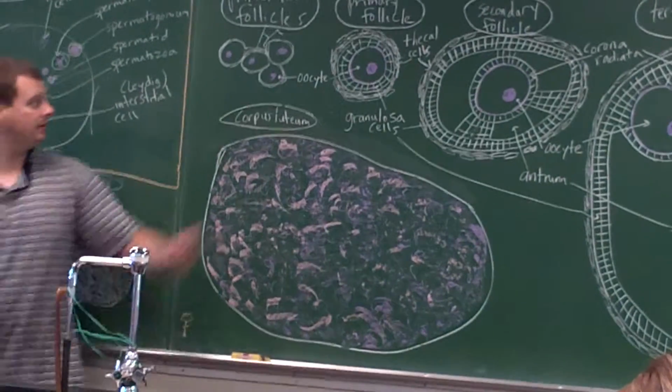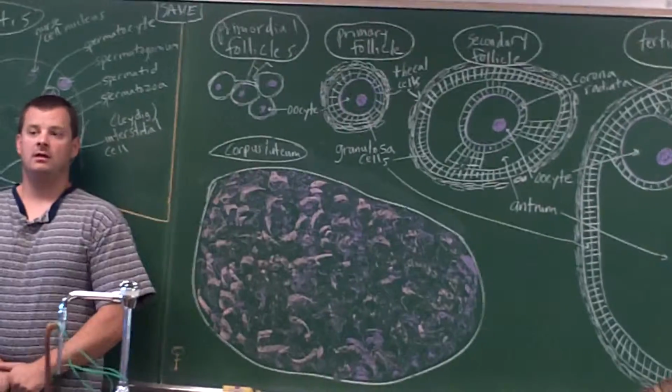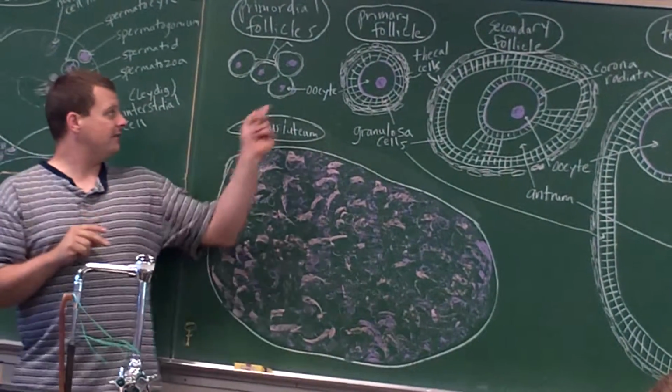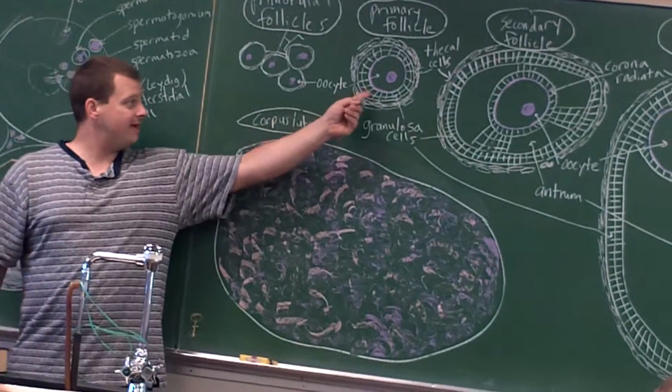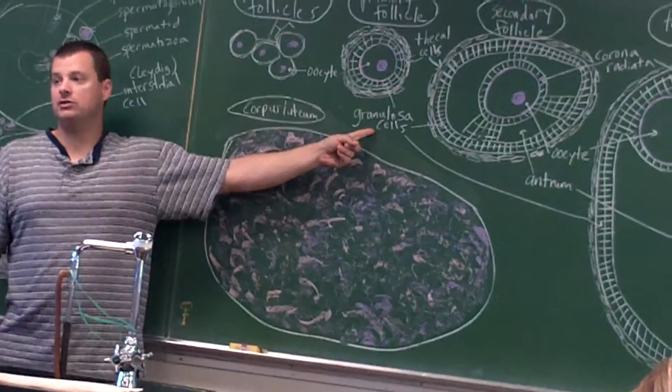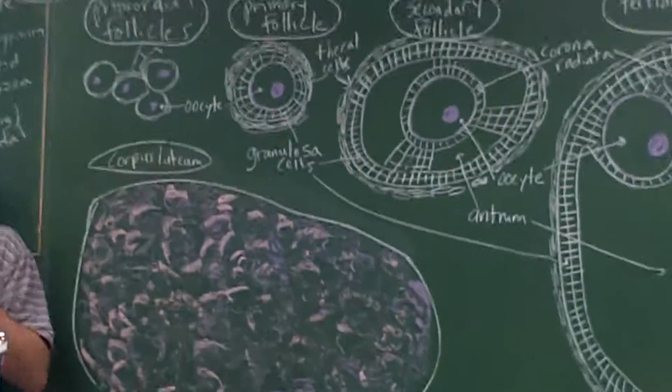Then we're going to look for a primary follicle. It's grown a little bit. It's a little bit bigger than a primordial. Instead of having a few squamous cells, you're going to have cuboidal-looking cells called granulosa cells that surround the oocyte now. The granulosa cells are very organized looking.